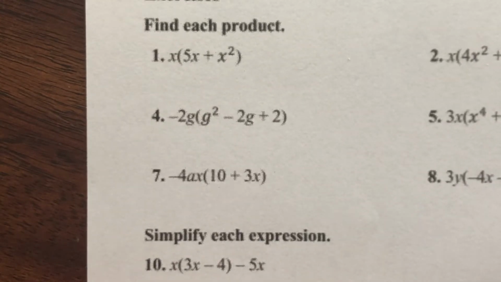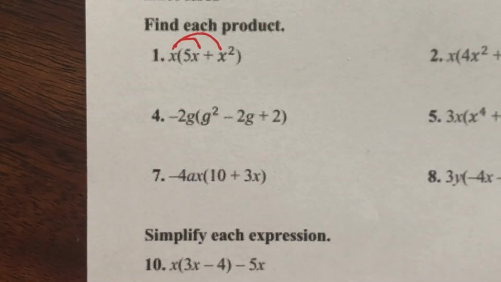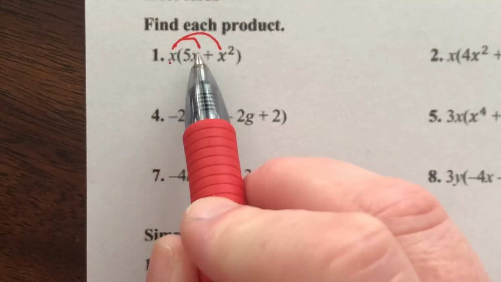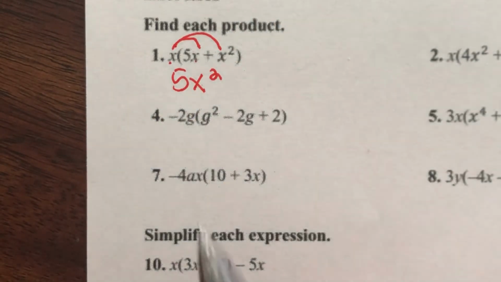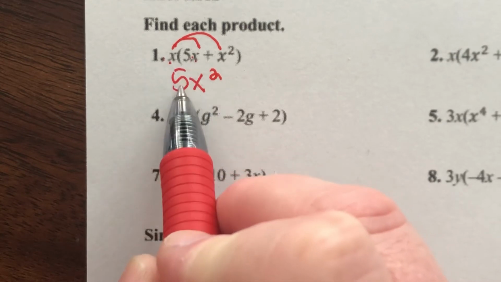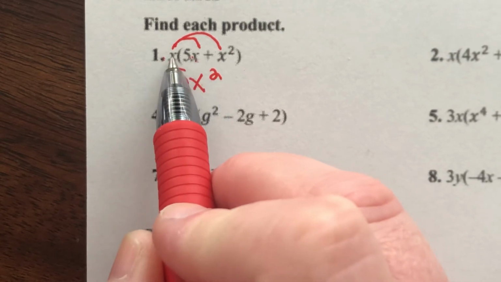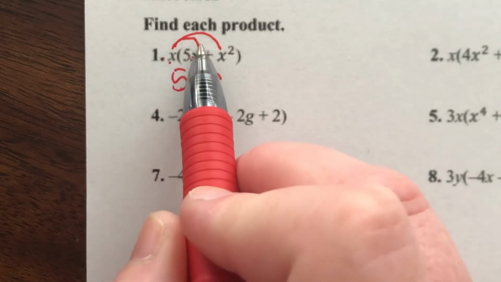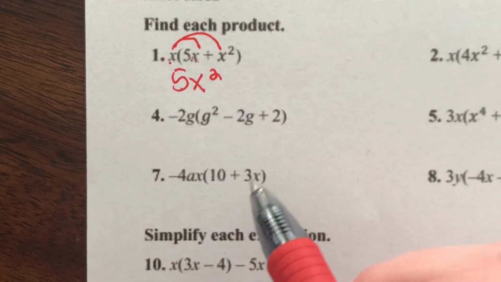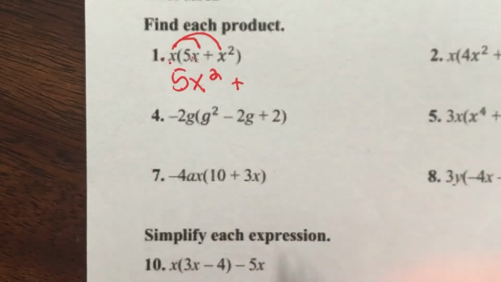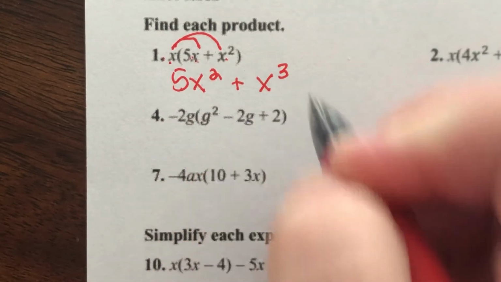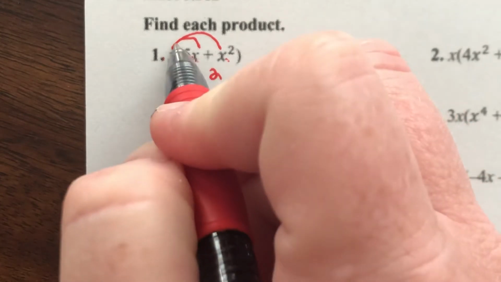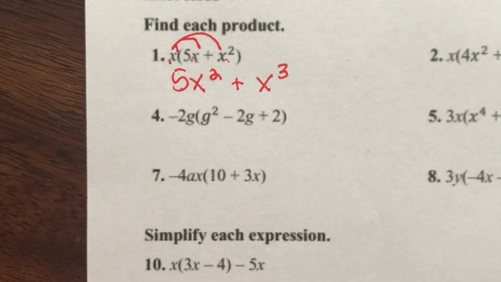All right, number 1, find each product. We're going to distribute this x to each of those two terms in the binomial. X times 5x is 5x squared, because you multiply the numbers in front. 1 times 5 is 5, and then you multiply the x's, and when you multiply x bases, you add their exponents. 1 plus 1 is 2. Bring down this plus sign. X times x squared is going to be x to the third. When you multiply bases, you add their exponents. Okay, hopefully that makes sense.